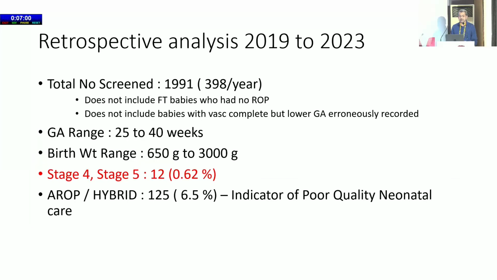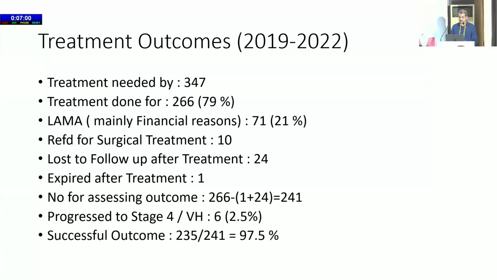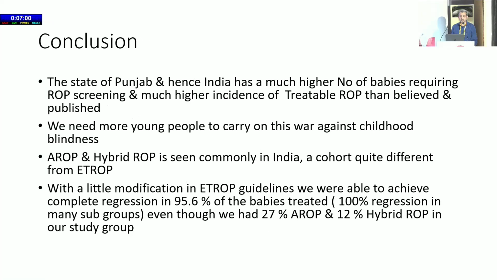Again, this is a retrospective analysis for the treatments done, and look, the AP-ROP and hybrid ROP amongst my babies is very high, which is not a usual feature in other published cohorts, even in ETROP. And this is again pointing towards very poor neonatal services. This is the treatment outcome: we could successfully treat 97% of babies in spite of the babies having very severe ROP. So to conclude, the state of Punjab and India has a much higher number of babies requiring ROP screening and much higher incidence of treatable ROP than believed and published.